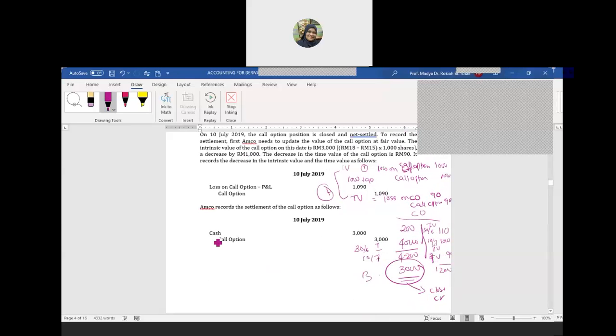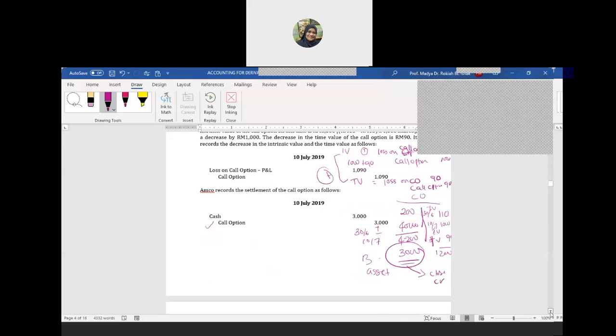So you're going to credit the call options and then debit the cash. You're going to receive, because your call options still have a positive balance, a debit balance. A debit balance here means that this is your asset. So once you want to close it, you're going to credit your asset. So you're going to receive cash of 3,000.